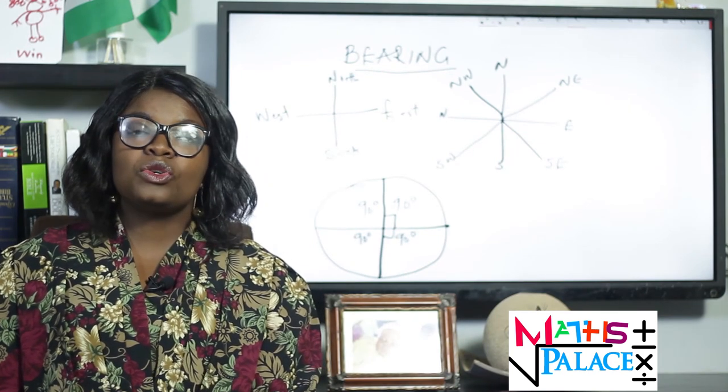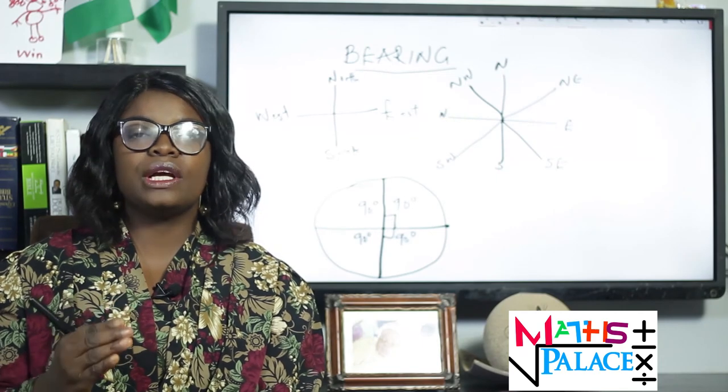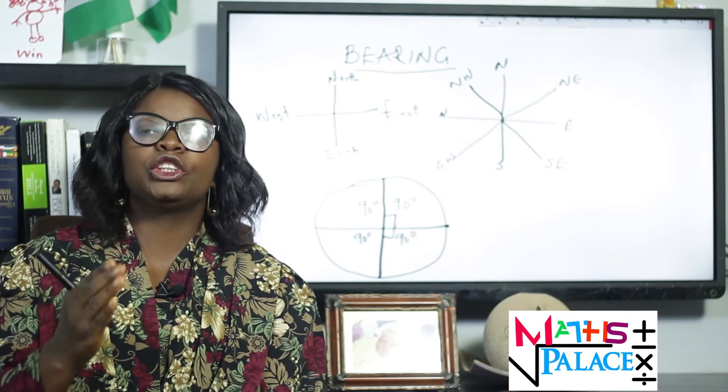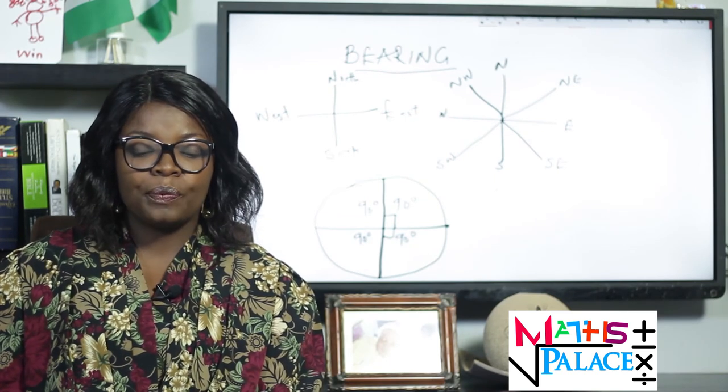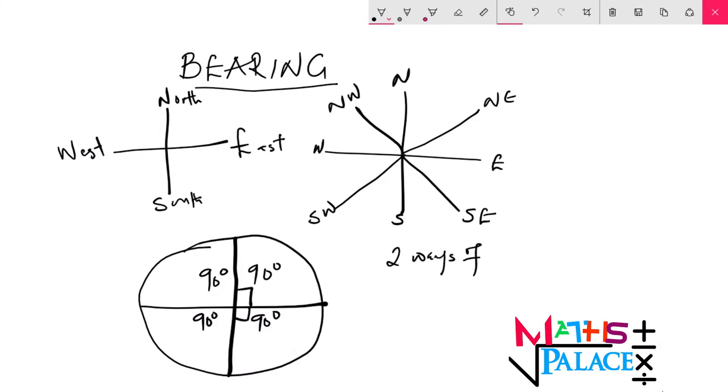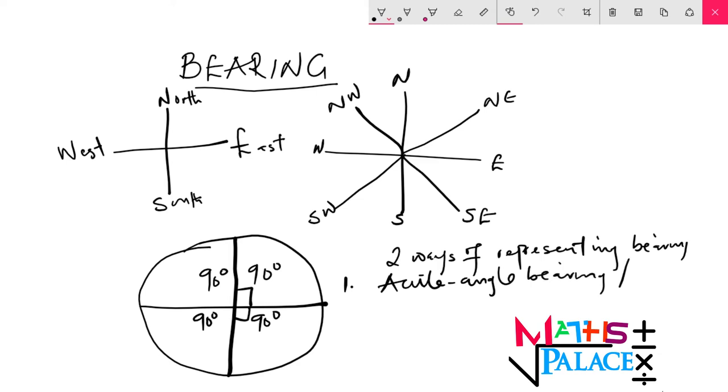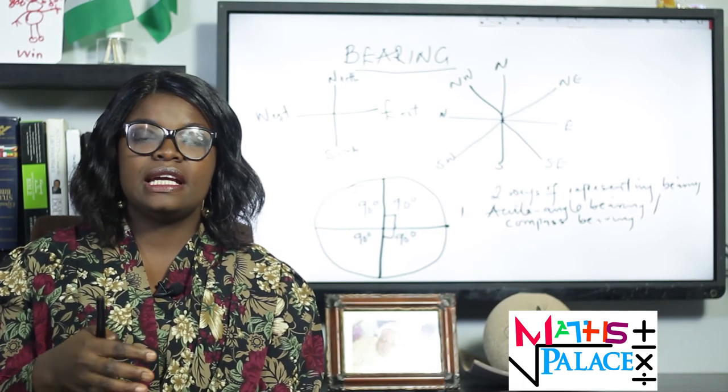So, there are two ways of representing a bearing, that is, the position or direction of a point. The first one is known as the acute angle bearing, also known as the compass bearing, because this can be measured using our compass. Bearing is mostly used in navigation.